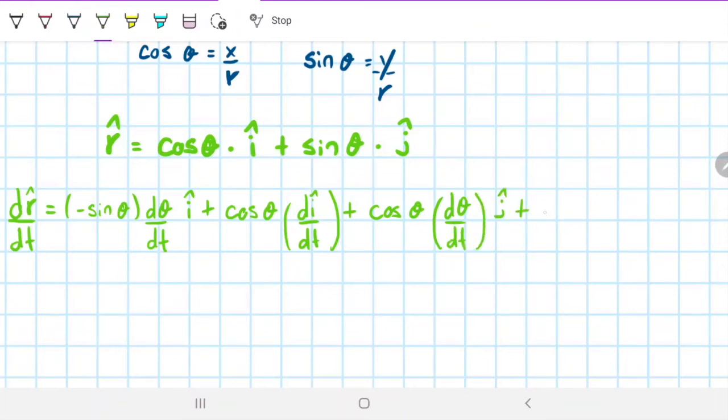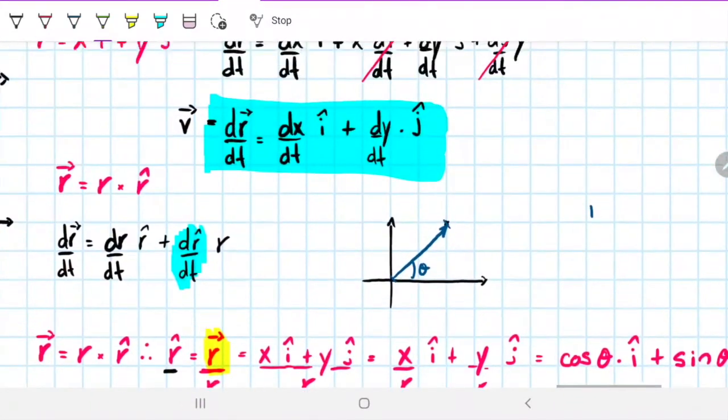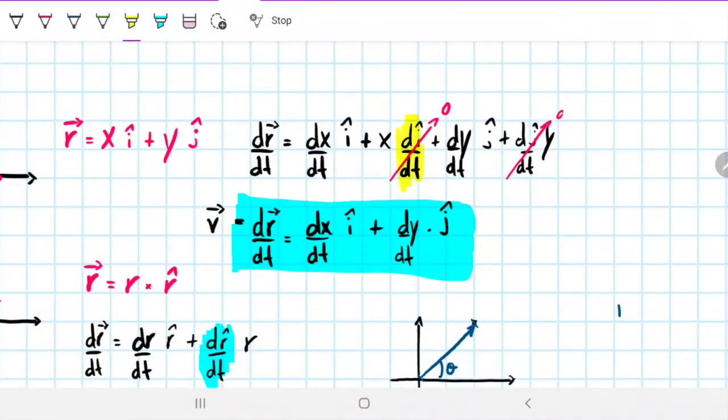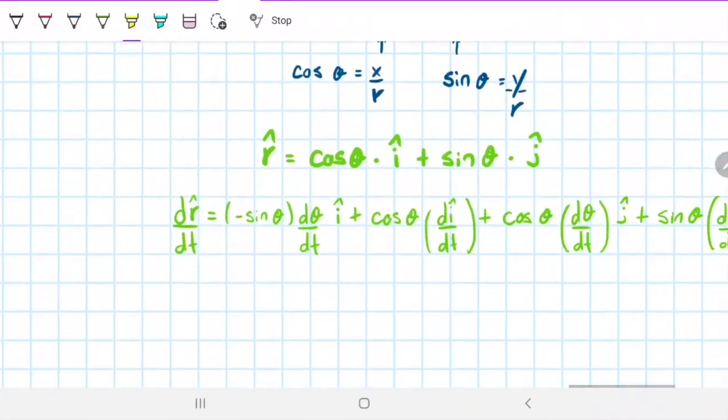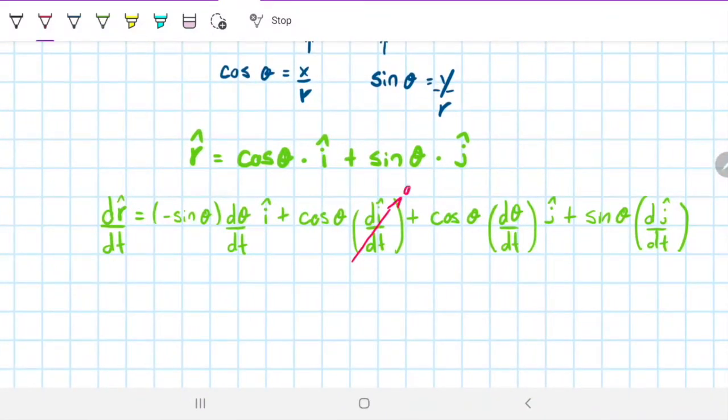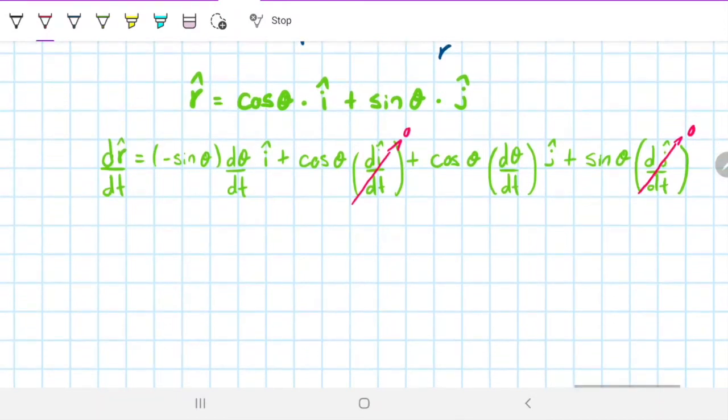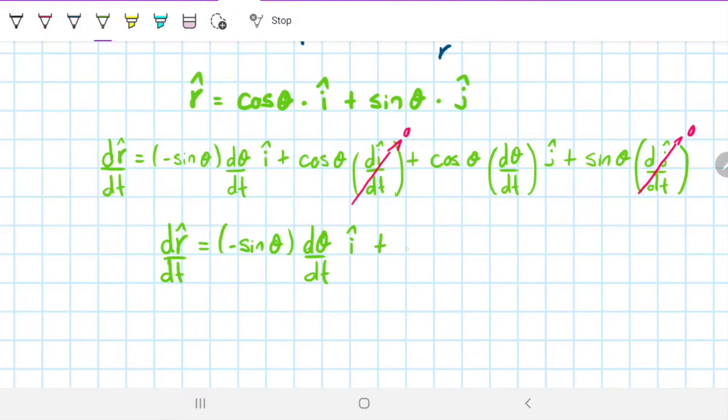times j hat, plus everything the same, sine of theta times the derivative of how j hat is changing with time. And if you've been paying attention, you know from what we talked about here that the derivatives of i hat and j hat are 0, they don't change with time. So where we have those, over here and over here, these go to 0. That simplifies our relationship. It says that dr hat/dt equals minus sine of theta, derivative of theta with time, i hat, plus the cosine of theta, derivative of theta with time, j hat.